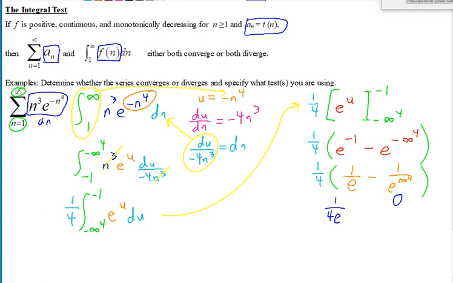So notice, unlike the previous problem, we got a specific answer here, which means it converges. We didn't get infinity. We didn't get something that diverges. And remember, with the integral test, either both converge or both diverge. So the integral converged, so that means the series would also converge by the integral test. So we can say this one converges by the integral test.